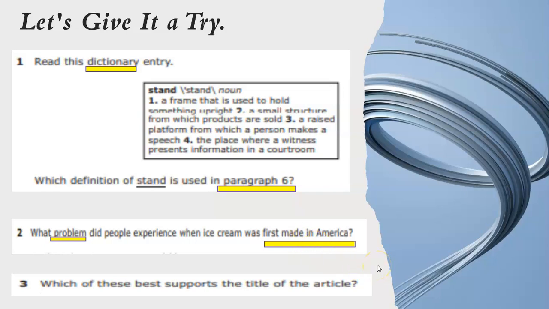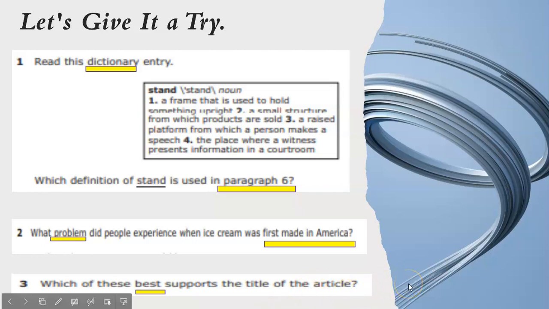Finally, for our example, we have question number 3, which of these best supports the title of the article? So I'm noticing that as I read along, I find the words best supports. Now, a trick that the test writers like to do is put the correct answer, and then always put an answer that is very, very close to the right answer. It sounds right, but there's just something that's a little off. When questions arise like this, it's cluing us up to be on the lookout for one of those that is kind of tricky.